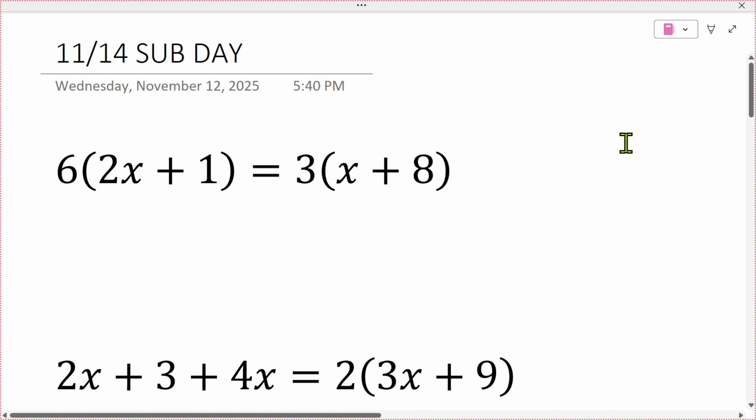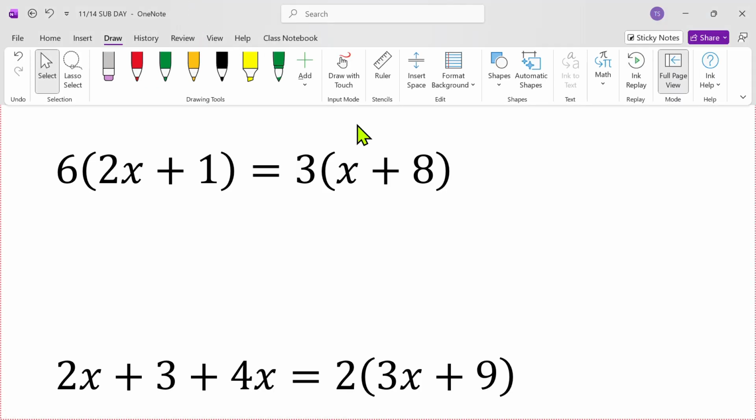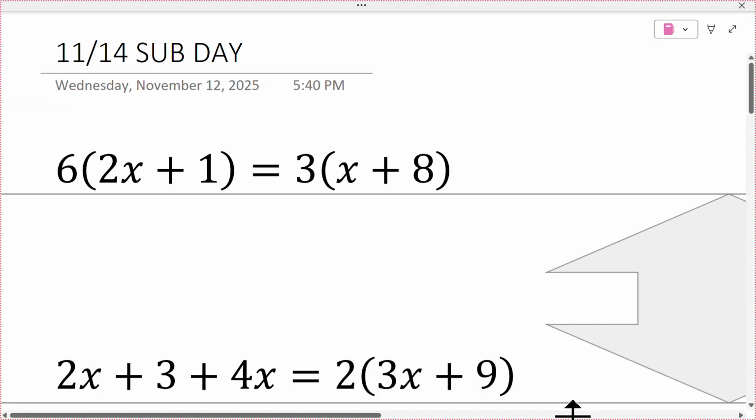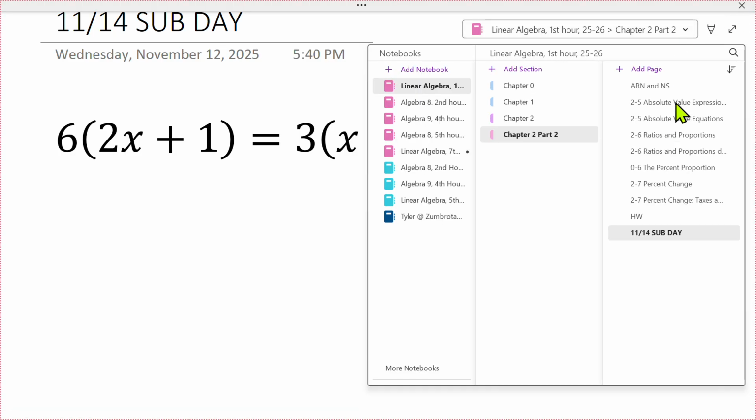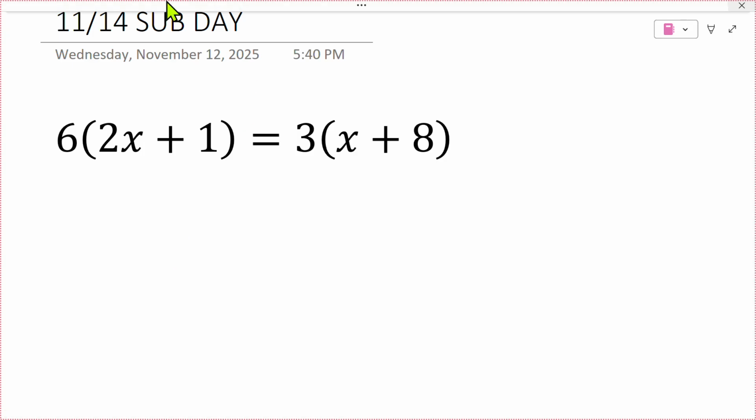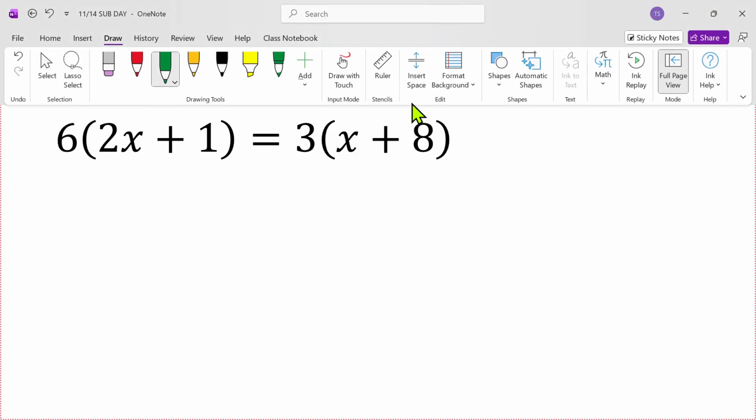Hey y'all, I'm gonna make a quick video as we review on our sub day here. I wanted to talk about some of the topics we've talked about and just remind you how to do them. So the first thing we talked about this second half of the chapter is multi-step equations and those two special solution types.